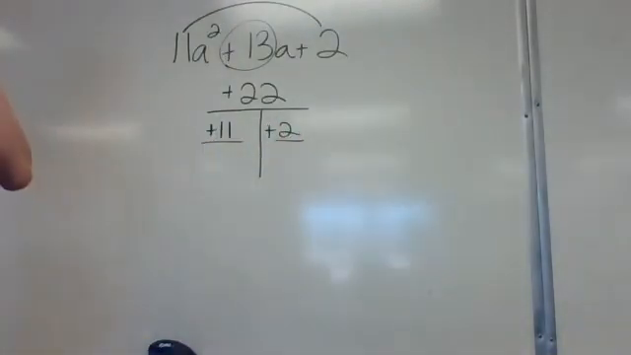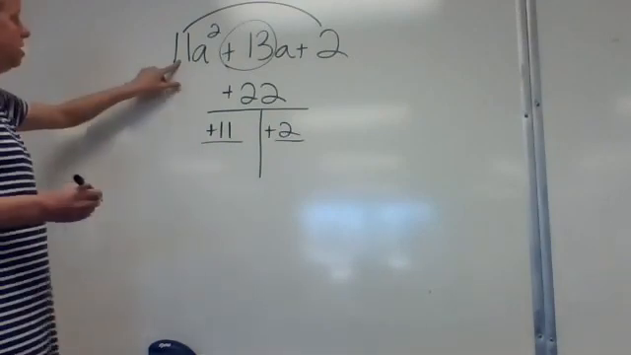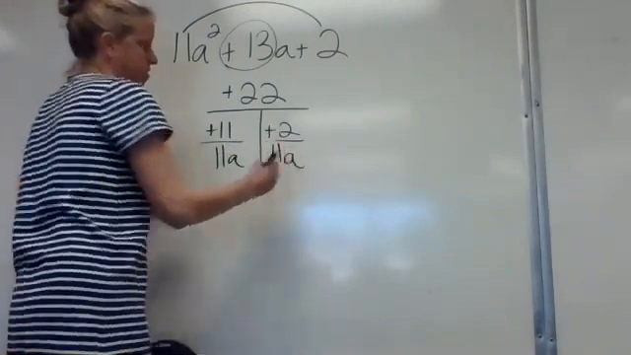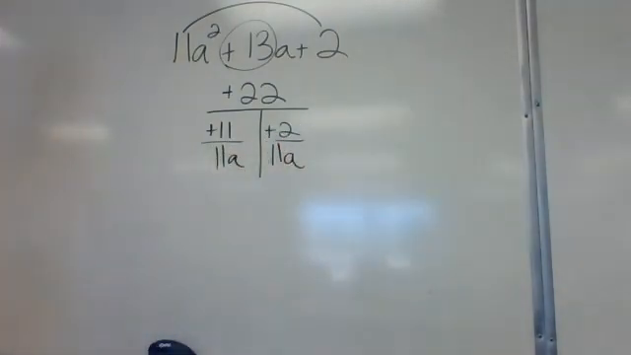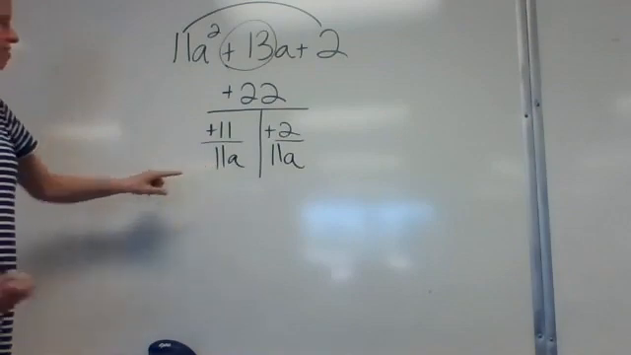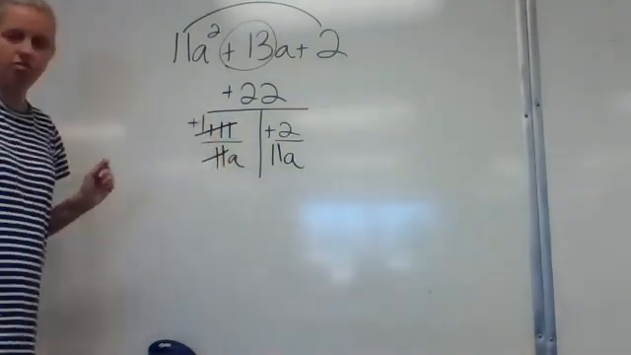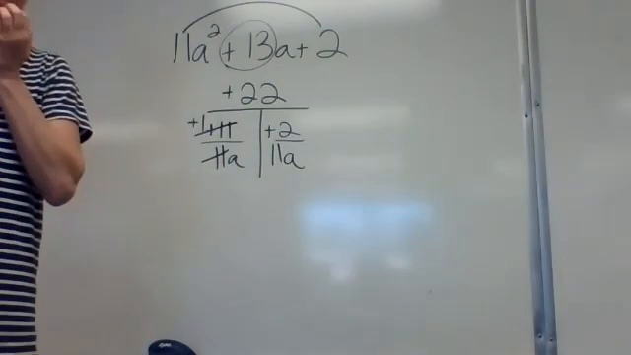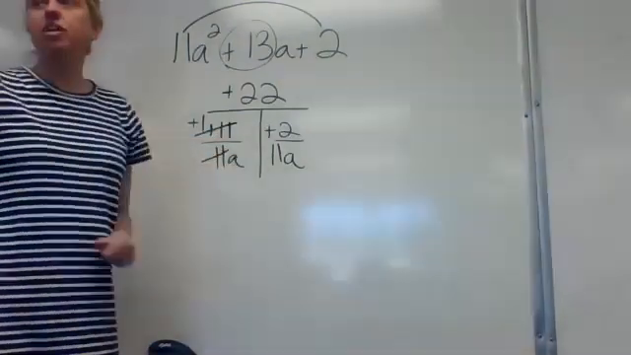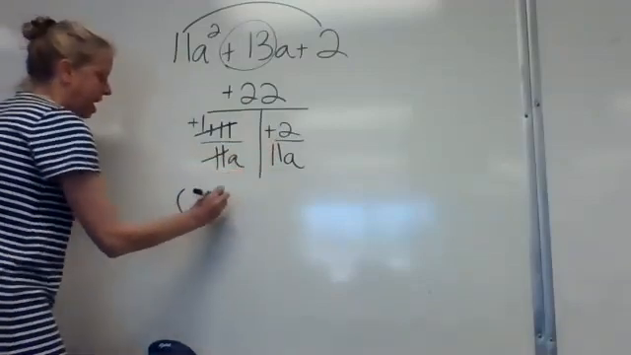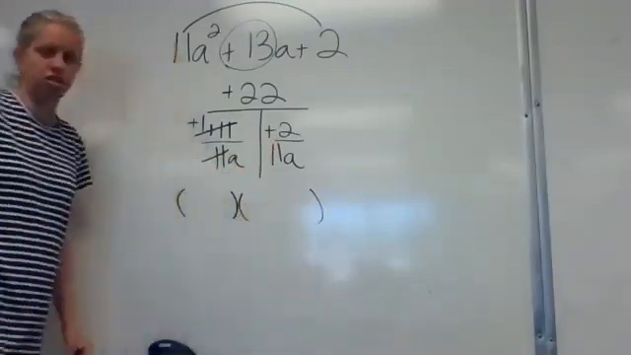Make your fractions. Here's your denominator, right? 11a. Positive 11 over 11 does reduce to positive 1, right? 11 over 11 is 1. 2 over 11 doesn't reduce. So this one's already in its simplest form. That is where you get your answers.